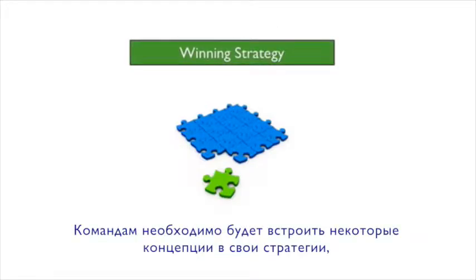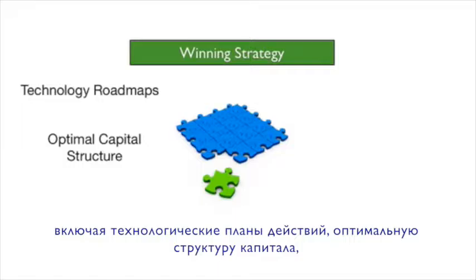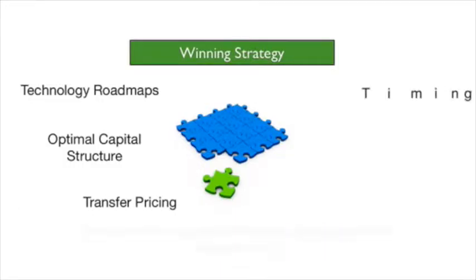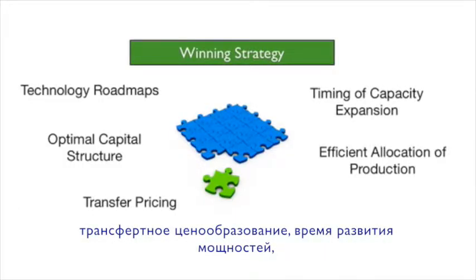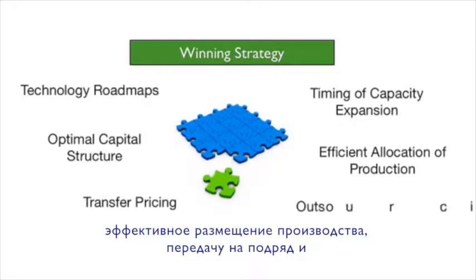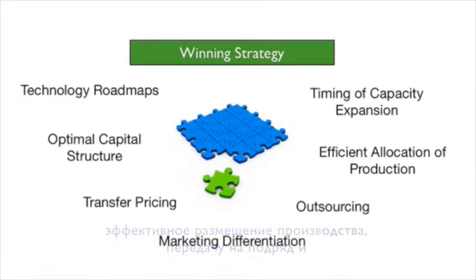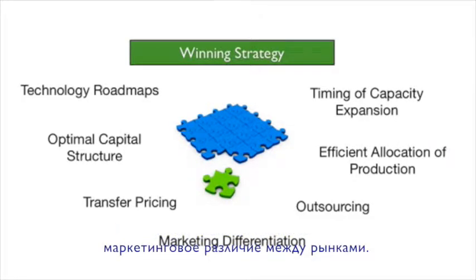Some of the concepts the teams will have to incorporate into their strategy include technology roadmaps, optimal capital structure, transfer pricing, timing of capacity expansion, efficient allocation of production, outsourcing, and marketing differentiation between market areas.